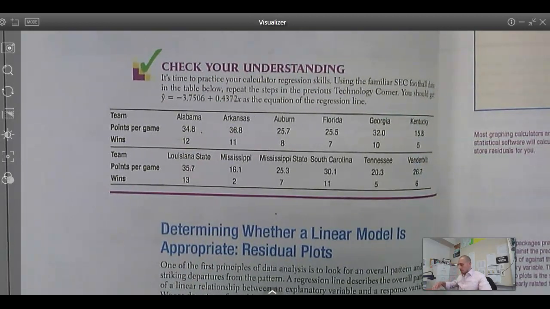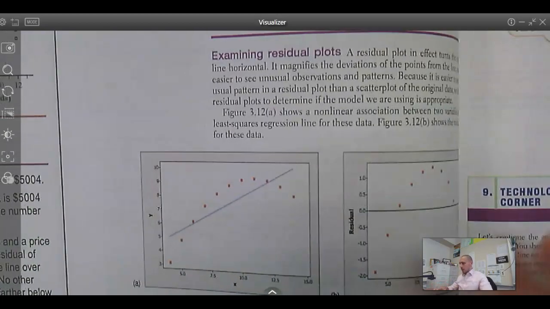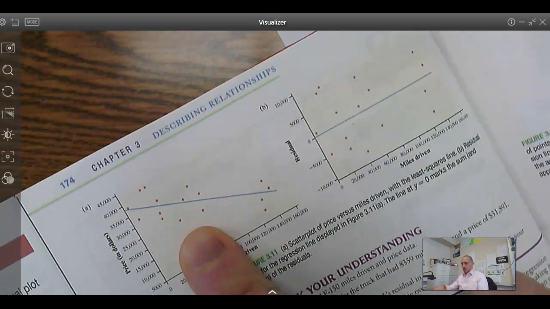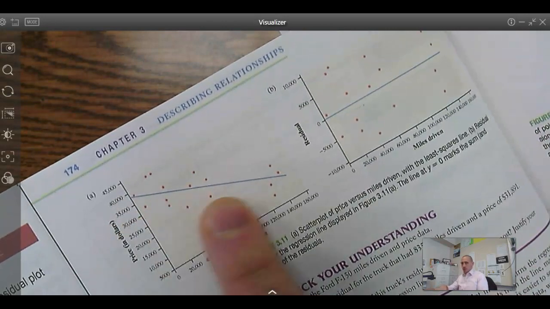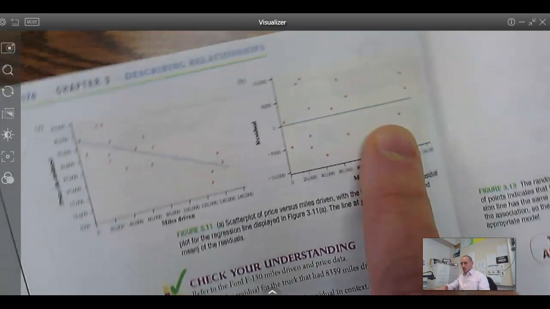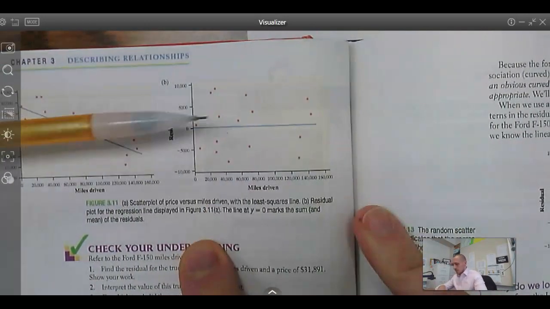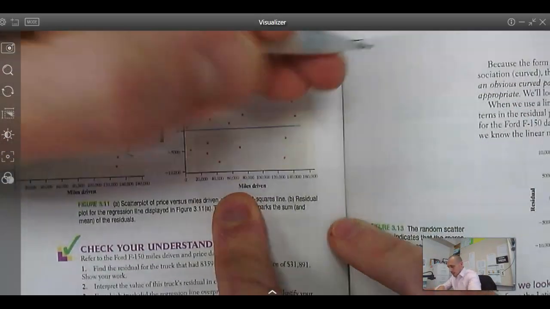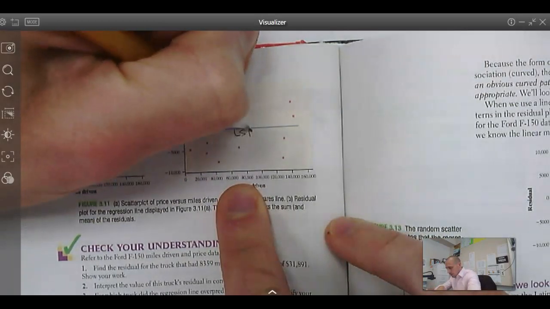So a residual plot is just created when you take the scatter plot and shift it so that the least squares regression line is horizontal. So all that's happening between here and here, all I'm doing is turning this so it's horizontal, and then I'm looking at the distance from that least squares regression line, positive or negative, how many. So this blue line here, make sure you understand, is the least squares regression line.